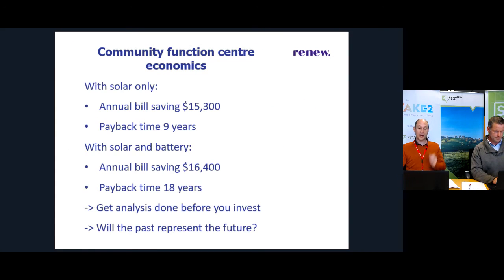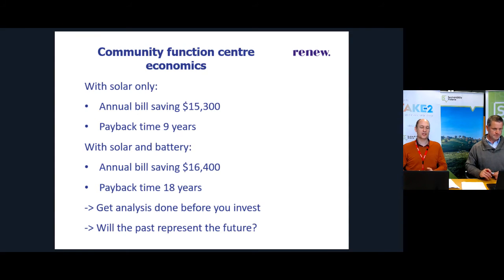All right, so we had a look at the economics as well. If you put solar on, it was going to get a bill saving of a bit over $15,000 over a year, and payback time on the solar was about 9 years. Now that's reasonably long as a payback time for a solar system. Households in Victoria, you're looking at payback times of 4 to 7 years, that sort of thing.